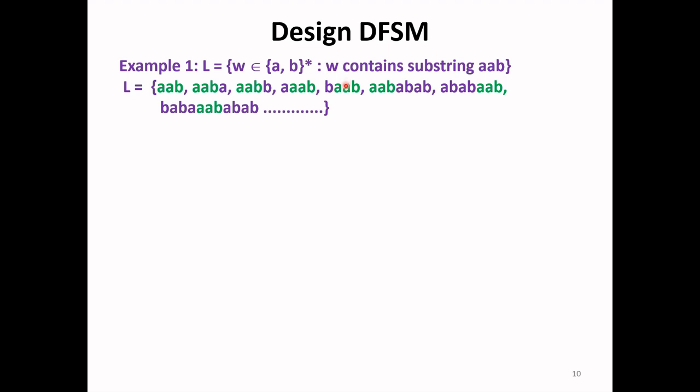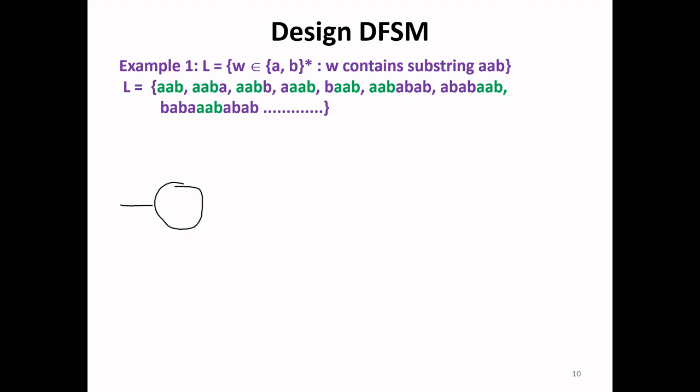There are two steps. The first step is to satisfy the language. So what is the language? W containing the substring AAB. What is the first string accepted by the DFSM in this language? AAB. The string length is 3, so initially we need 4 states to design an FSM for this string AAB. So let us start designing.